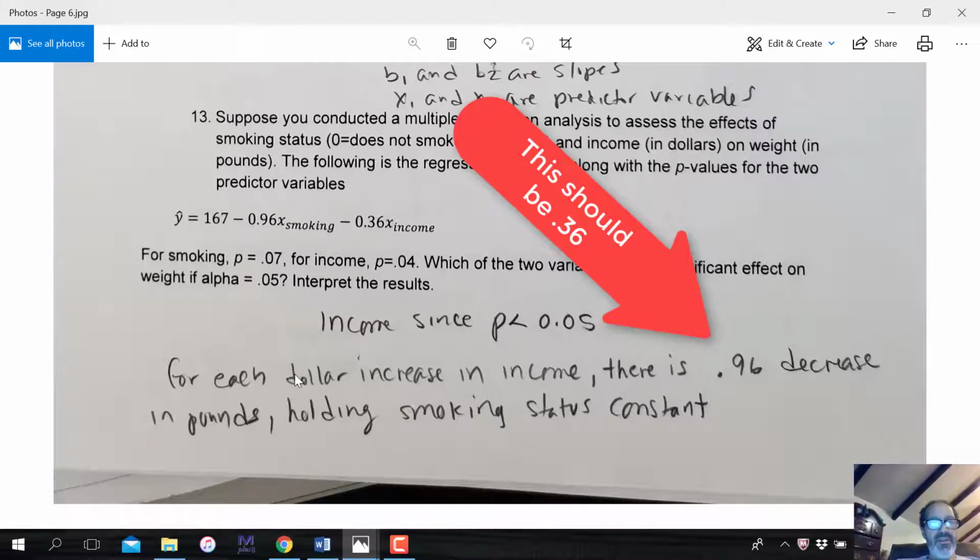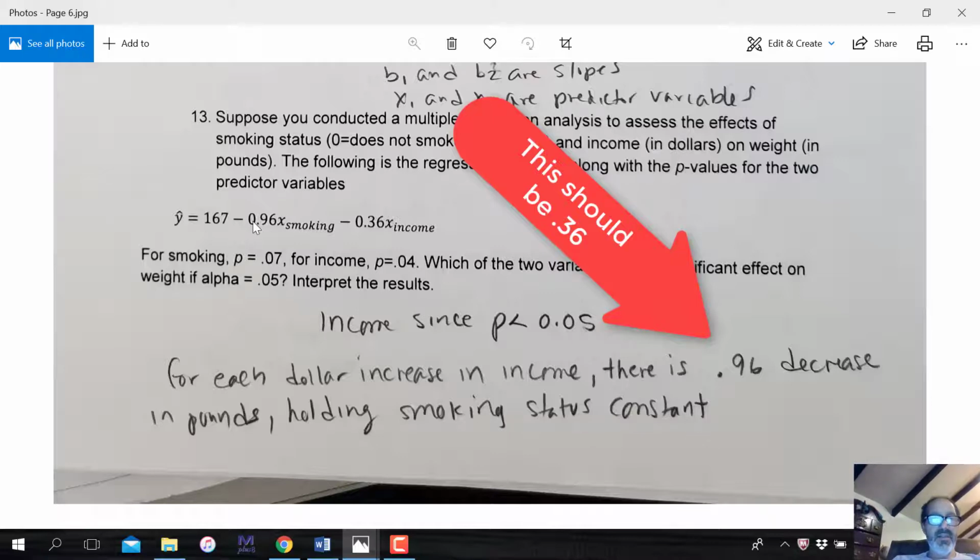So how do we interpret this? This is saying for each 1 unit increase in income, so units are dollars, so for each dollar increase in income, there is... I had the wrong value here. Yeah, see, that's wrong. I'm sorry, that's my mistake. It should be 0.36, not 0.96. It should be 0.36 decrease in pounds holding smoking status constant.